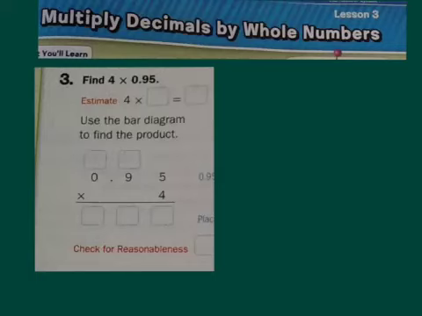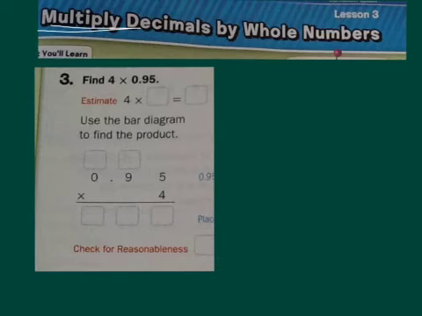We are in Chapter 3, Section 3. You can follow along with me on page 194. This is number 3. We are going to be multiplying decimals by whole numbers. Now, whenever we multiply decimals, we do not need to worry about lining the decimals up. We can just simply stack them and multiply like we know how to.